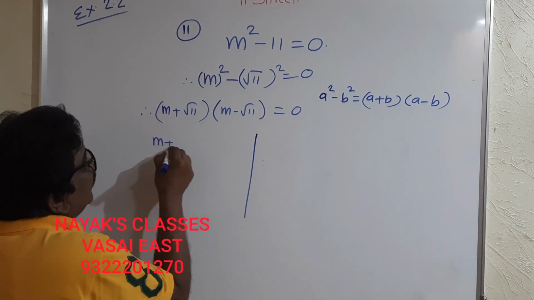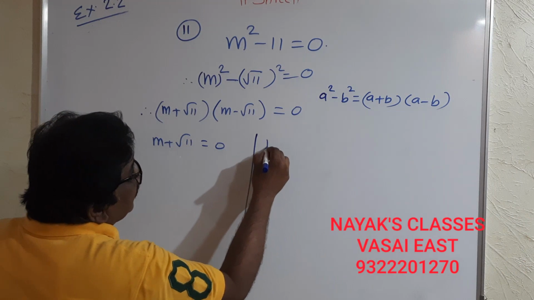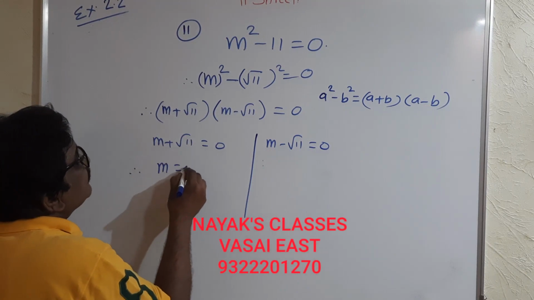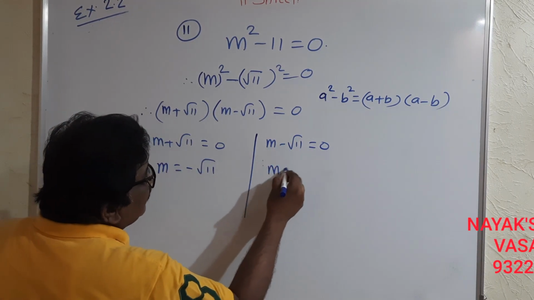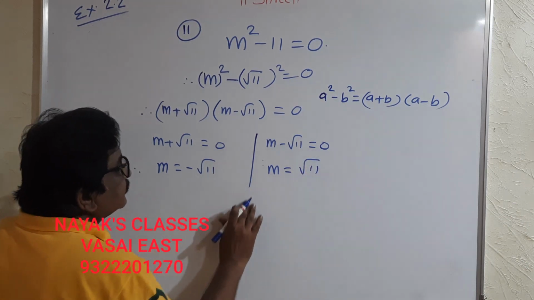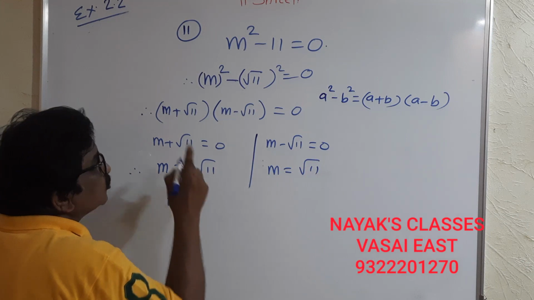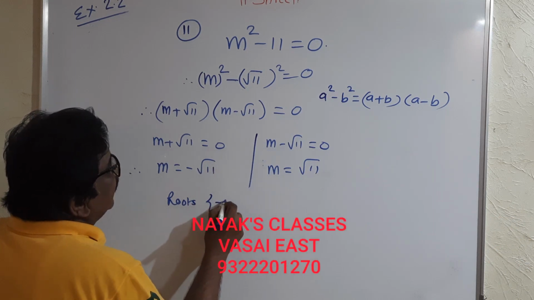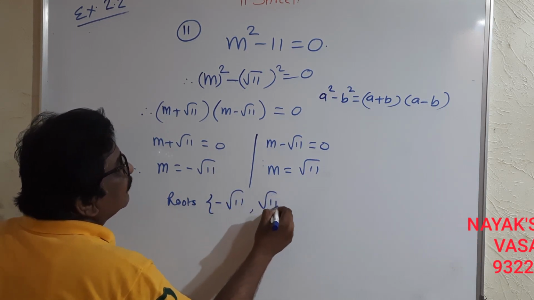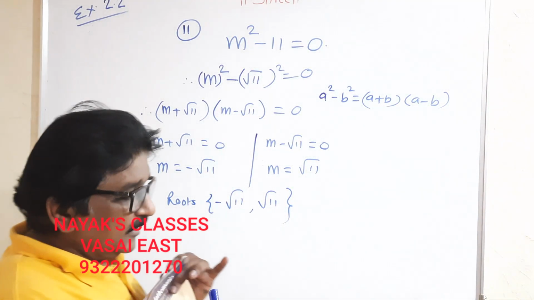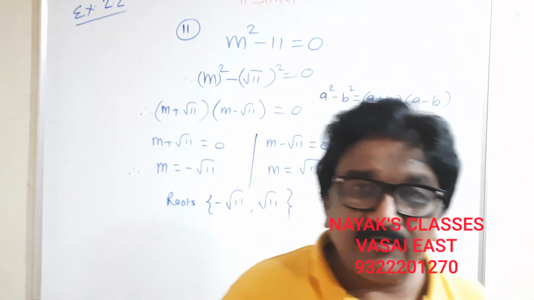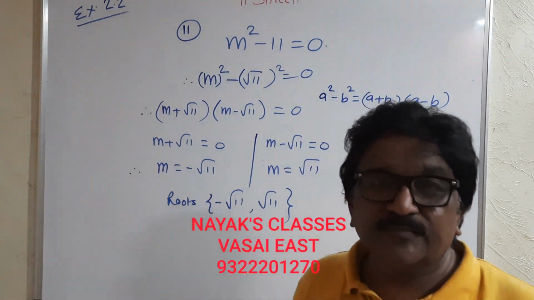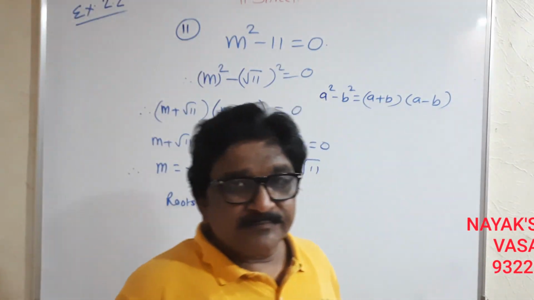Equating with zero, m plus root 11 is equal to 0 and m minus root 11 is equal to 0. Therefore, m is equal to minus root 11 and m is equal to root 11. So the roots of the given equation are minus root 11 and root 11. The last three examples are very simple ones: identities and taking out the common. This finishes our factorization method.